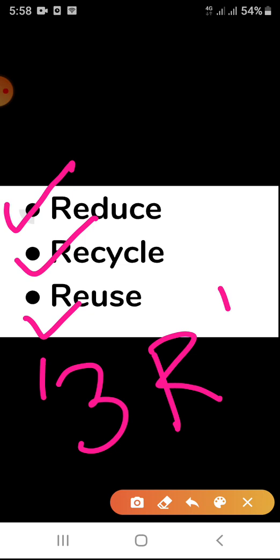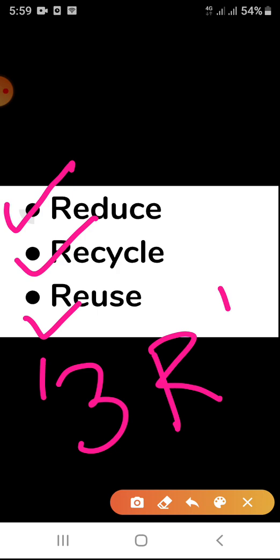Third R is reuse. Use the same plastic again and again. Like when you go to market, you buy vegetables for your home, and the vegetable vendor packs your vegetables in a plastic bag. What you do, you throw that plastic bag away, and again when you go to market, he gives you a new plastic bag. So instead of using a new plastic bag, you can take your previous plastic bag for shopping for vegetables again. So again and again you can use the same plastic, so that we can reduce the usage of plastic.